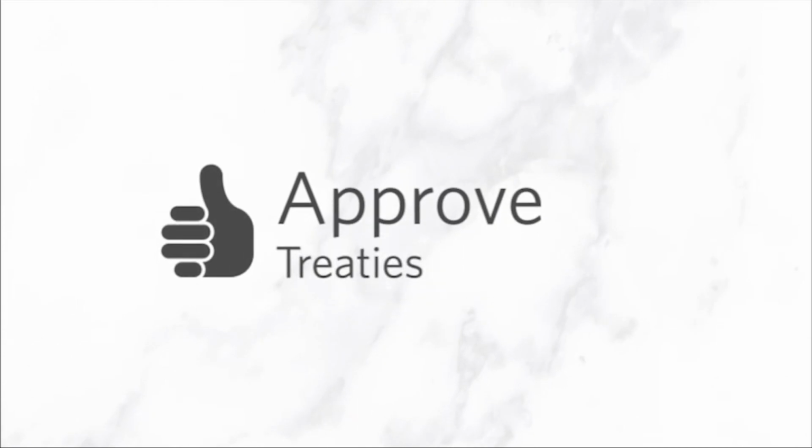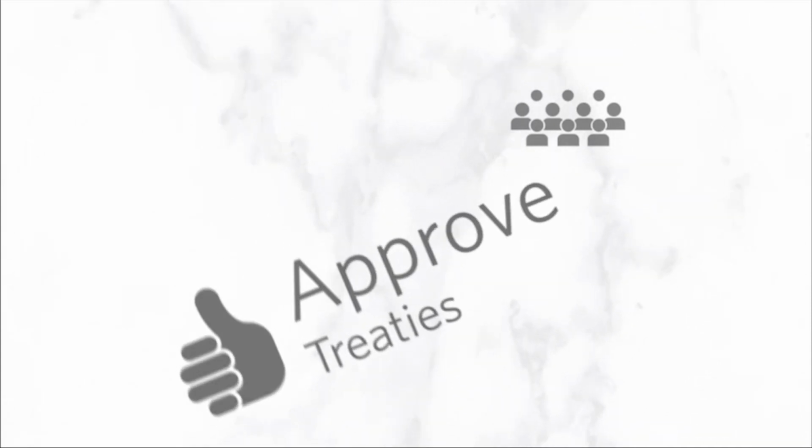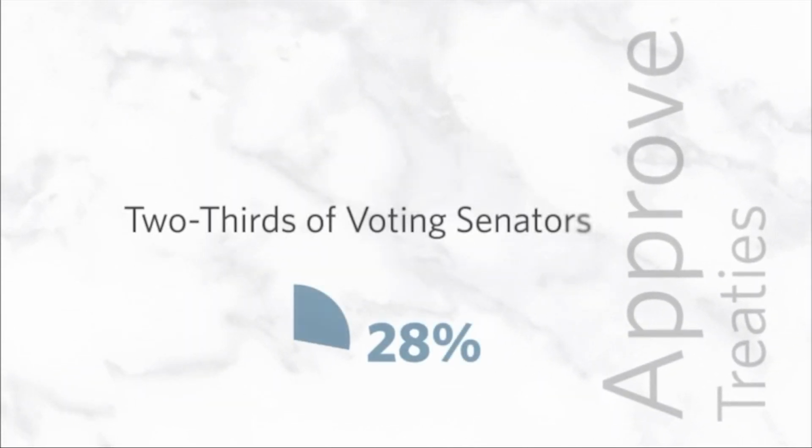In the legislative process, treaties are treated very much like bills. They are referred to the Foreign Relations Committee, where they may be considered and reported. The Senate can consider a treaty on the floor under similar procedures used for legislation. However, the Constitution requires that 2/3 of voting senators agree for a treaty to be ratified.